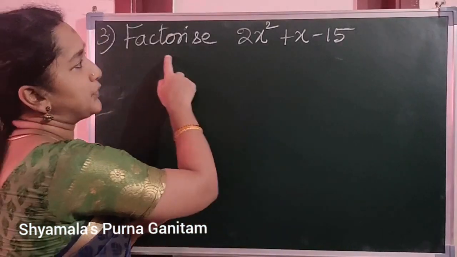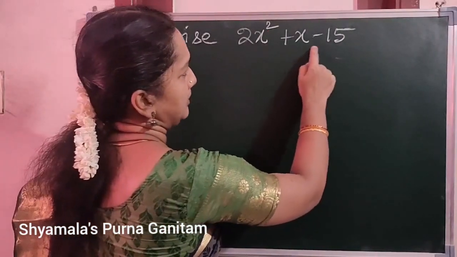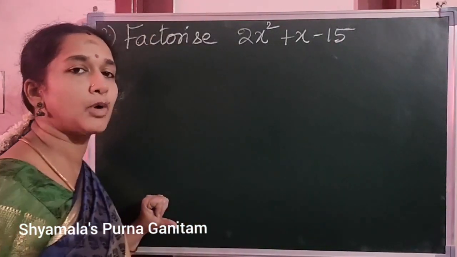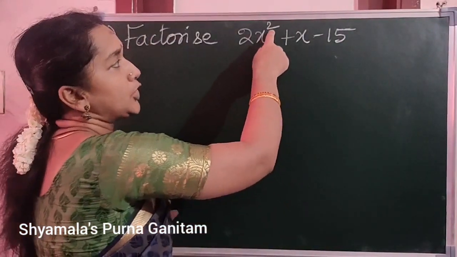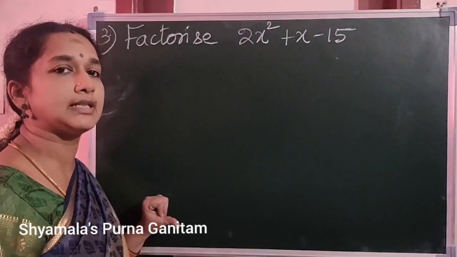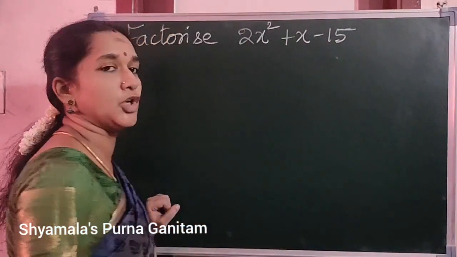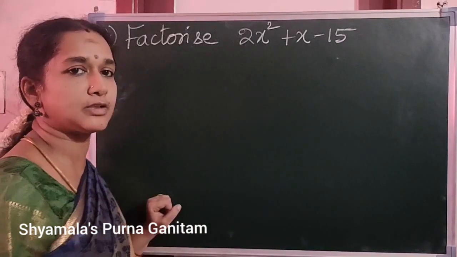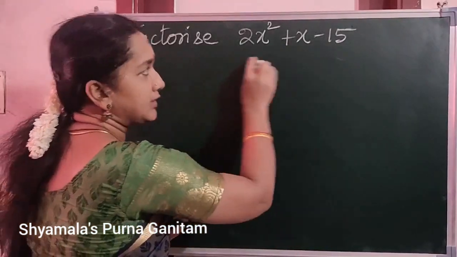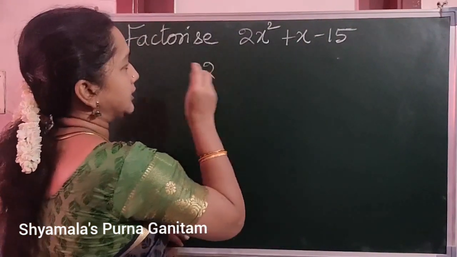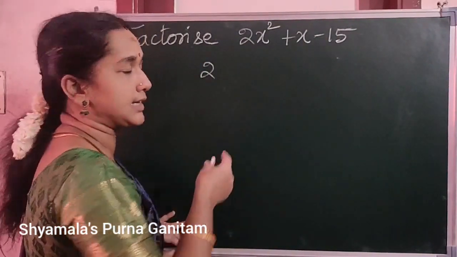Third sum is factorize 2x squared plus x minus 15. So this one is what type of polynomial? This one is a polynomial with second degree. So you'll say this as quadratic polynomial. Since this is a quadratic polynomial, you'll be getting two factors for this. So we'll factorize this using splitting the middle terms method. Okay. So this method I already learnt in class 8.